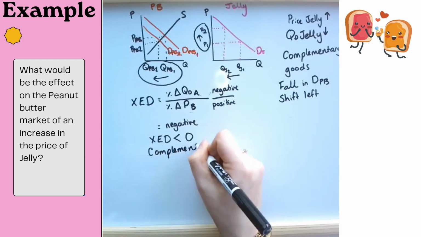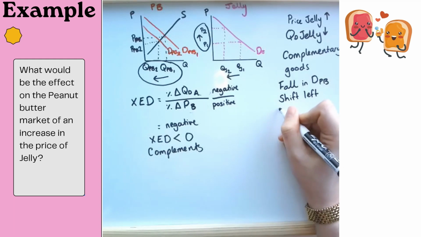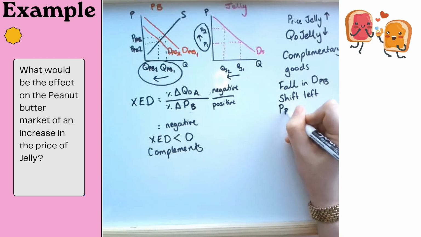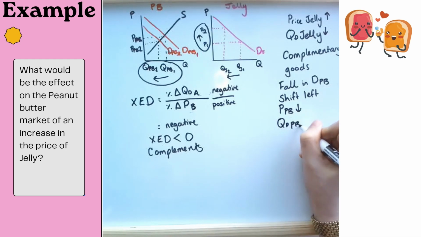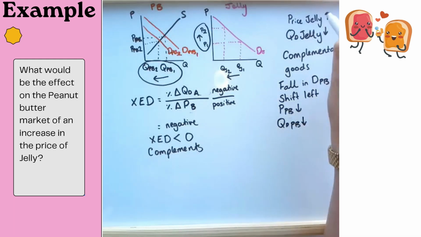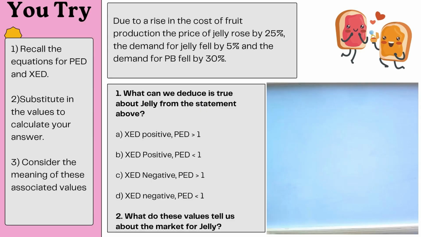And so to complete my chain of reasoning, after my demand for peanut butter shifted to the left, I just need to add in that the price fell and the quantity demanded fell. And I just want to stress that we're looking at the effect of price of one good on the quantity demanded of another. So let's try a quick question to make sure you understand.